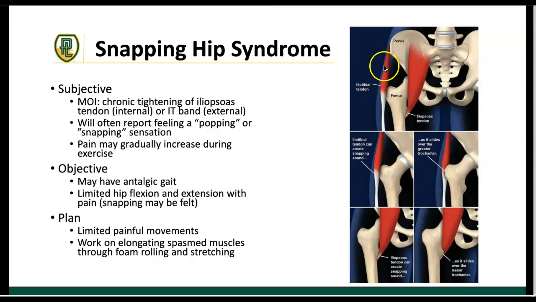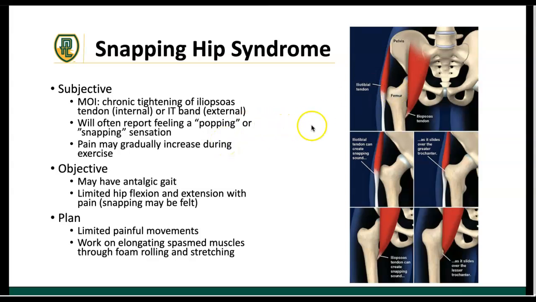Either way that we look at this, one of the things that we see is when they move into hip flexion abduction moments, the patient will report that they feel either the iliopsoas snapping over, or they feel that IT band snapping over the greater trochanter or lesser trochanter. So they'll feel like a snapping or a popping either internally or externally. If it's external snapping hip syndrome, you'll feel it as they move into hip abduction flexion moments. You'll feel the IT band snap forcefully over that greater trochanter.